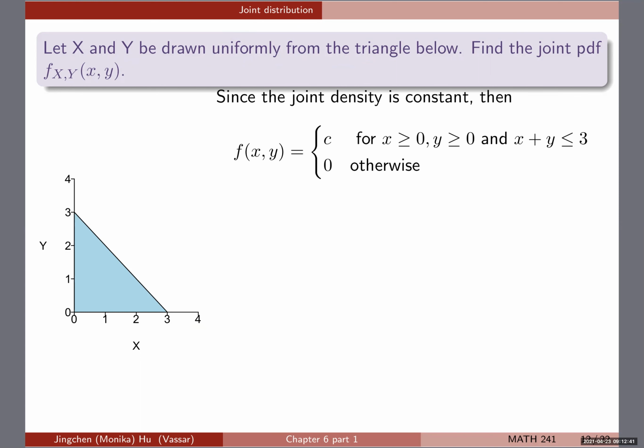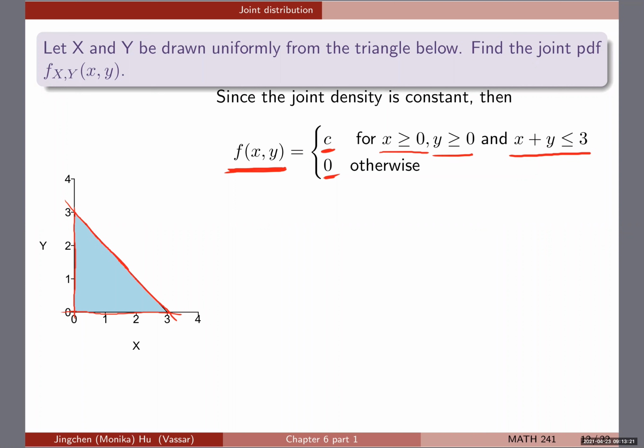Then what we can do, and this is very important, is write out the joint PDF. If it's in this triangle, meaning X is greater than or equal to 0, Y is greater than or equal to 0, and X plus Y is smaller than or equal to 3, that's this line. So we're creating the bounds for X and Y. If it's in this range, in this particular set, then it's a constant. It's going to be 0 elsewhere. So this is the setup.